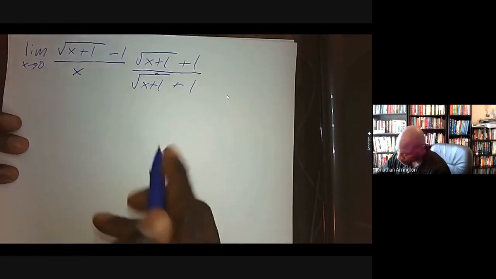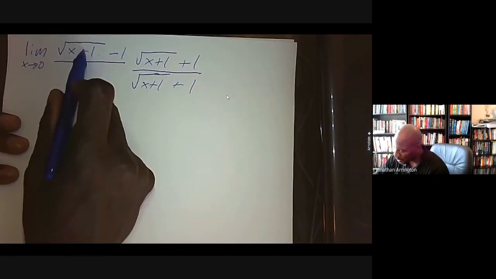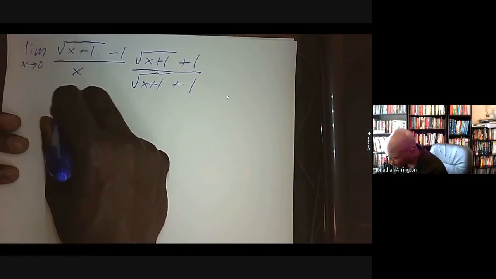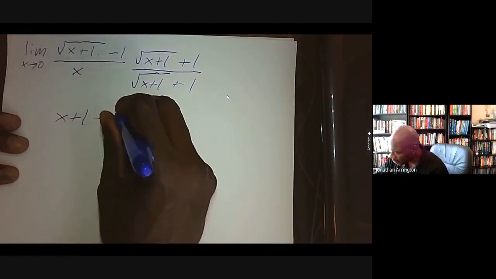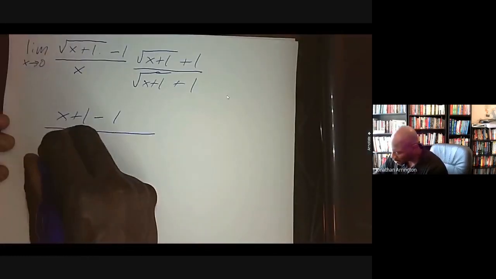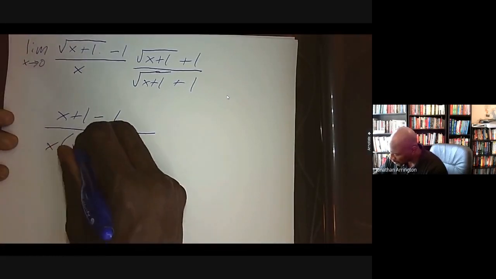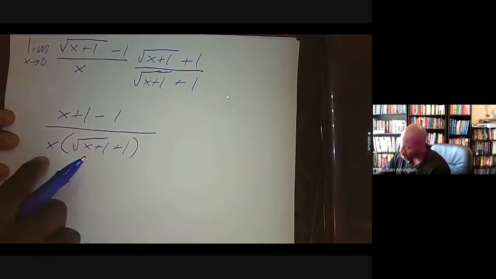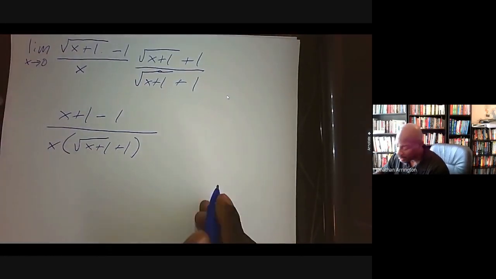So let's go ahead and multiply the top. Again, what I'm going to get is this guy squared minus that guy squared. So this guy squared is x plus 1, and that guy squared is 1, so that's x plus 1 minus 1. At the bottom, there's no need really to multiply it out. Keep the x there. So x times the square root of x plus 1 plus 1. Distributing that x to this is not going to do anything. Now, look at what happens in the numerator.